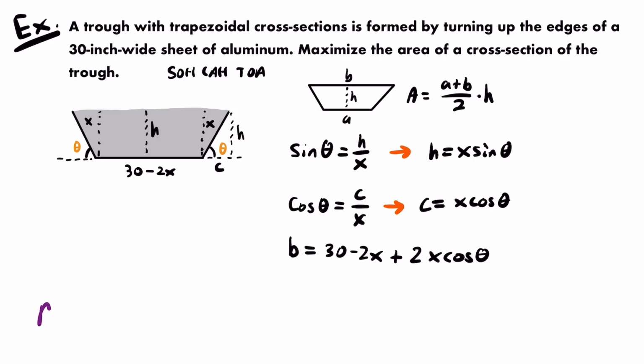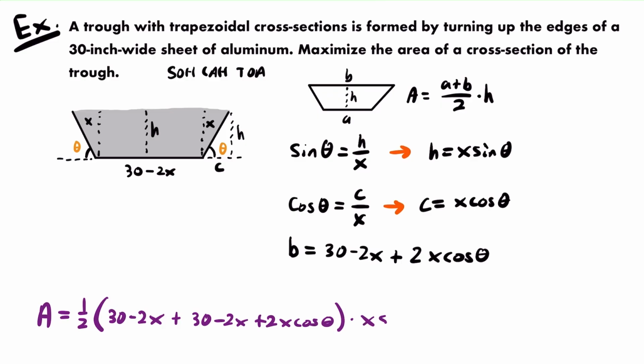I'll write it down here. We have A is equal to 1/2 times (a plus b) is how I'm going to write it. So we'll have 1/2 times the quantity of a plus b, where a is the bottom measurement. So we have 30 minus 2x plus b. So we have 30 minus 2x plus 2x times cosine theta, and then multiply by the height h, which is x times sine theta.